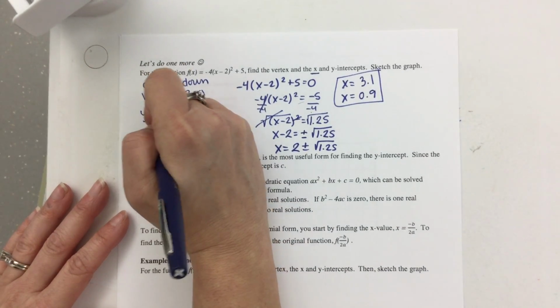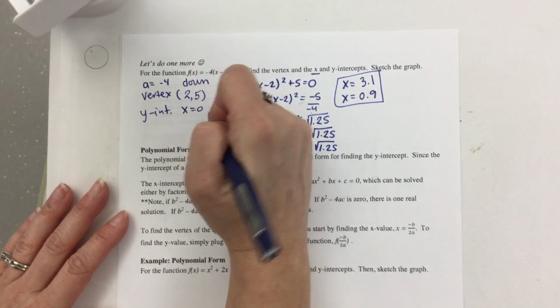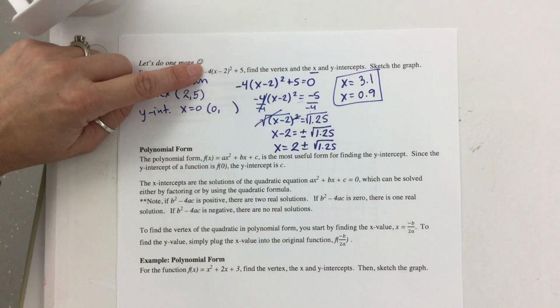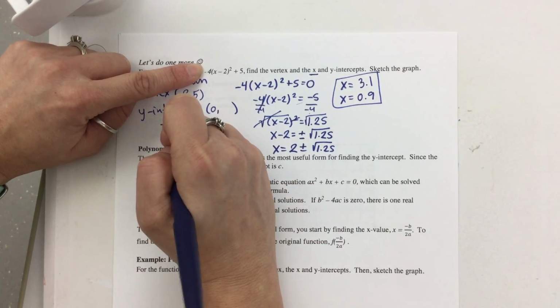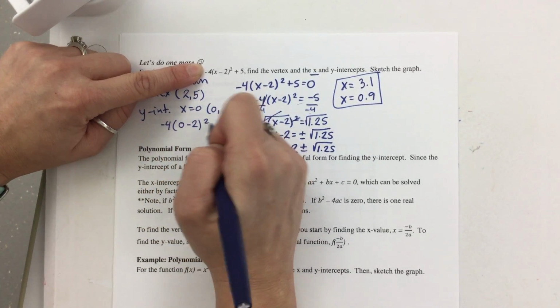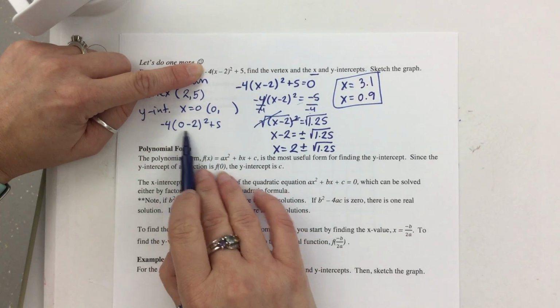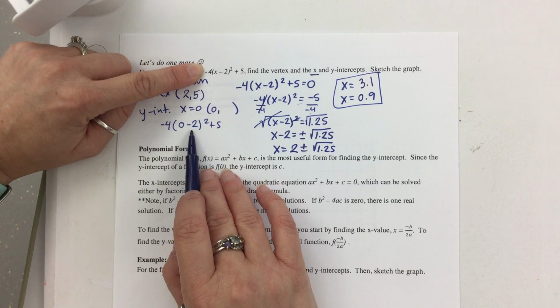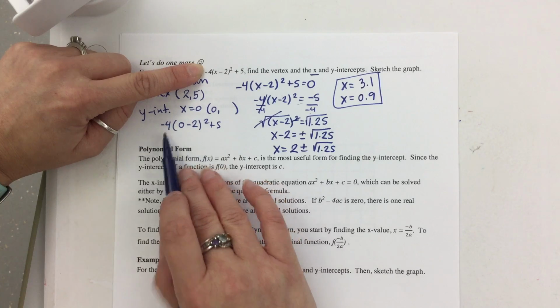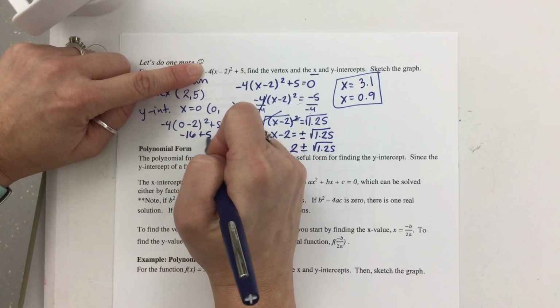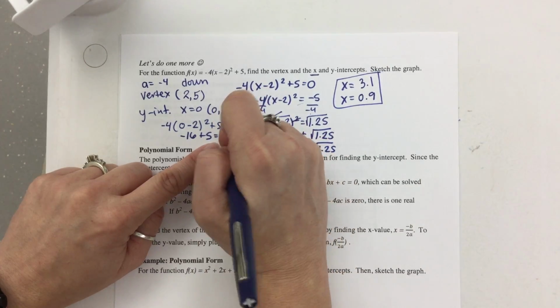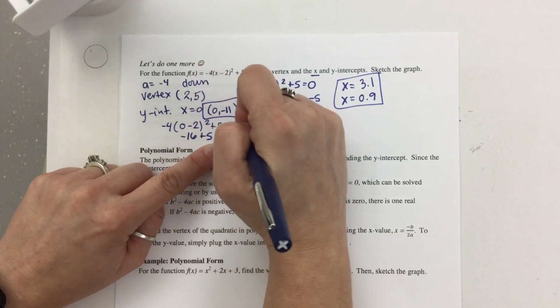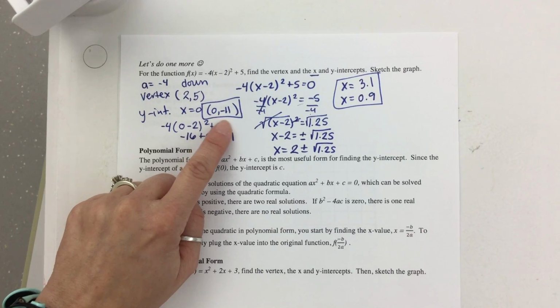My y-intercept, that is where x is a 0. So what I need to do is go to the original and change the x to a 0. Negative 4, 0 minus 2 squared plus 5. Order of operations, I'll do the inside of the parentheses first. 0 minus 2 is negative 2. Square it. Negative 2 times negative 2 is positive 4. Multiply by negative 4. Positive 4 times negative 4 is negative 16 plus 5. Negative 16 plus 5 is negative 11. So it's going to touch the y-axis at 0, negative 11.